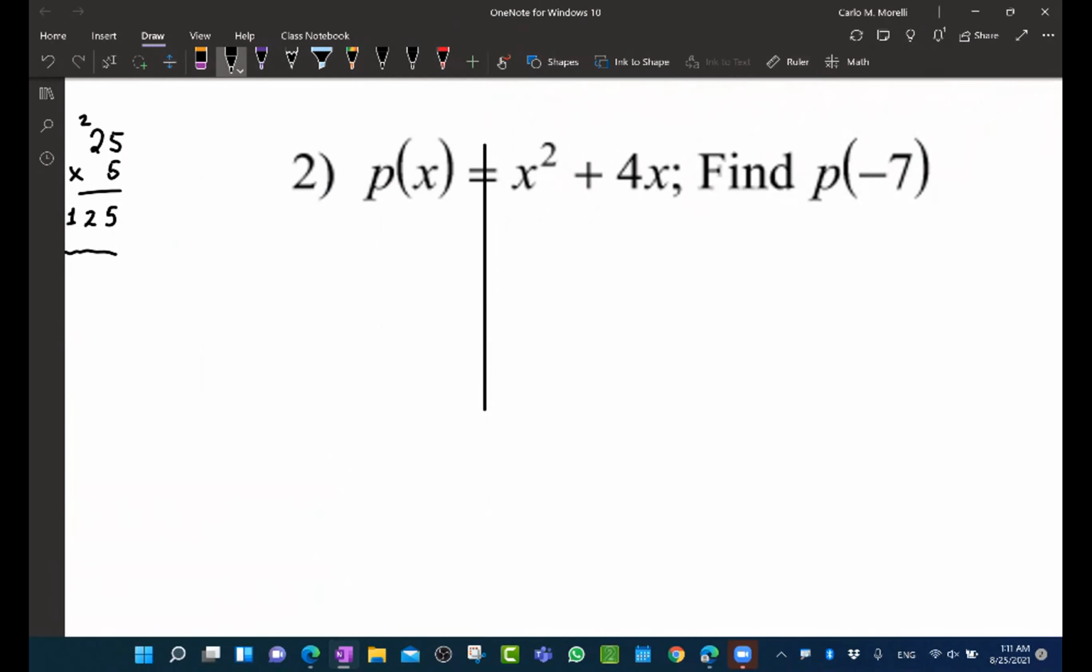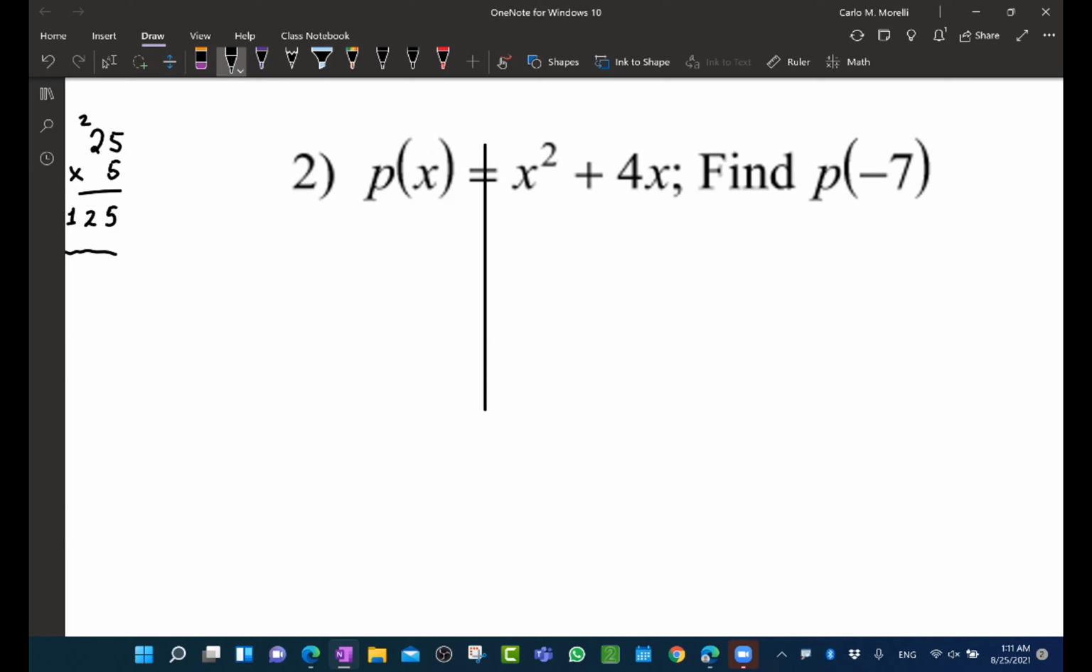And we're always going to write our math out in complete sentences. So it wants us to evaluate P of x equals x squared plus 4x at -7. Okay, so it wants us to stick the domain value of -7 in here and find out what the corresponding range value is. Another way of saying that is it wants us to put the input value of -7 in here and find out what the output value is, which would be P of x.